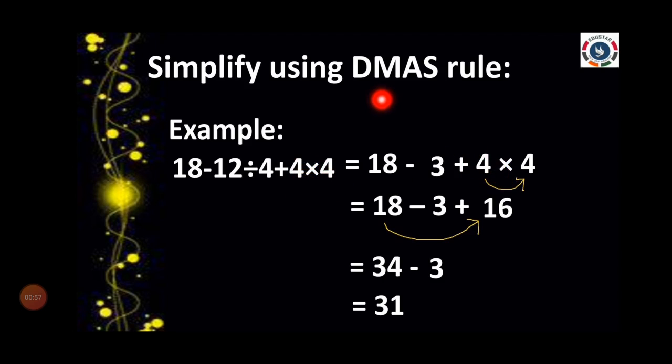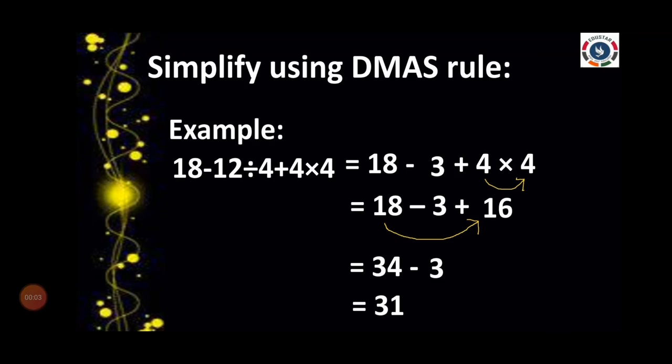Then after division, we want to do multiplication. So where is the multiplication symbol? You take the number before the symbol and after the symbol. So you take 4 into 4. The remaining you have to write as it is. 18 minus 3 plus 4 into 4, 16.